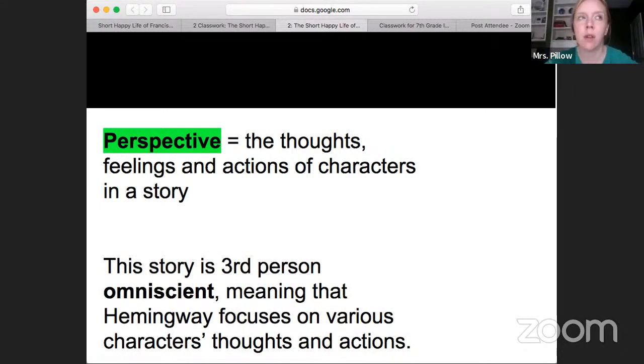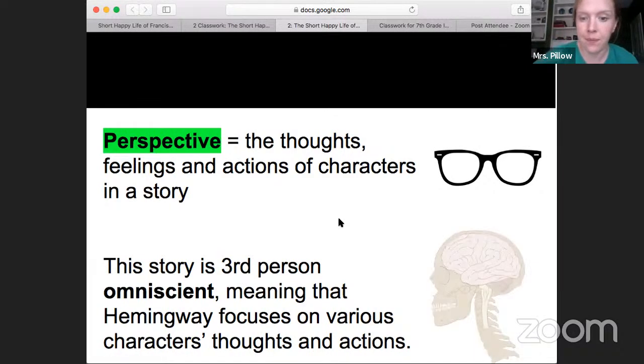This story is third person omniscient. That's the point of view, which is slightly different from perspective. The point of view refers to Hemingway and how Hemingway is writing it. So he's writing this story from a third person omniscient perspective, meaning that he can go into every single character's mind. He can kind of do whatever he wants. Omniscient means he knows everything. Okay. Does that make sense?